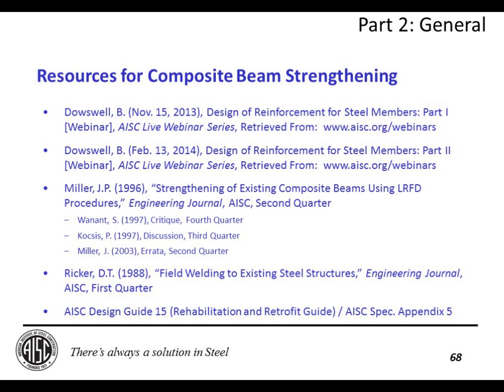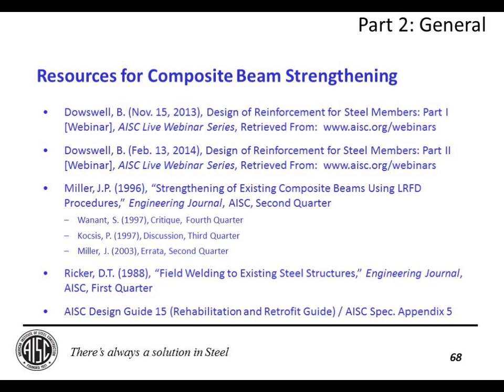There are a lot of resources available for composite beam strengthening. Probably the two best ones are Bo Dowswell's series of live webinars from AISC. They are free on their website, so you can go watch them at any time. He talked for almost 3 hours about reinforcing members. I've got about 30 minutes here, so obviously there's a lot on this topic that's out there. Highly recommend you go listen to those if you find yourself in this situation.